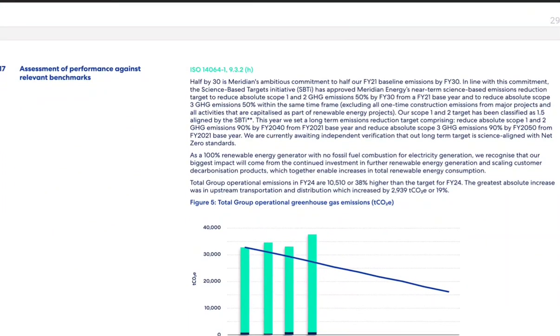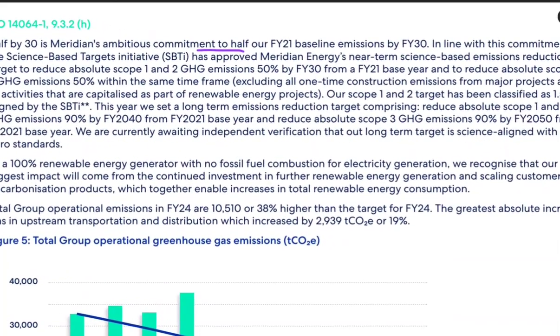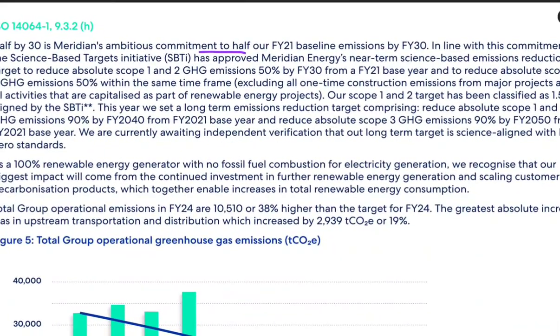Okay, then we come to the assessment of performance against relevant benchmarks. You see the half by 30 ambition. In line with this commitment, SBTi has approved Meridian's near-term science-based emission reduction target. Okay, so very interesting. SBTi information is also captured here.